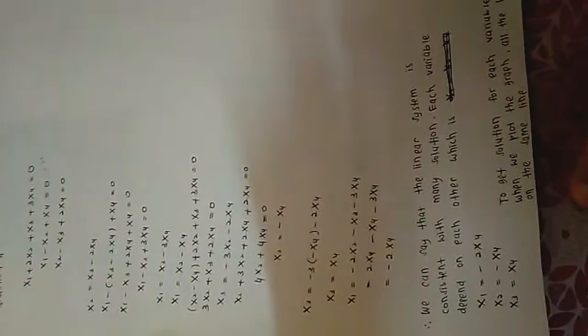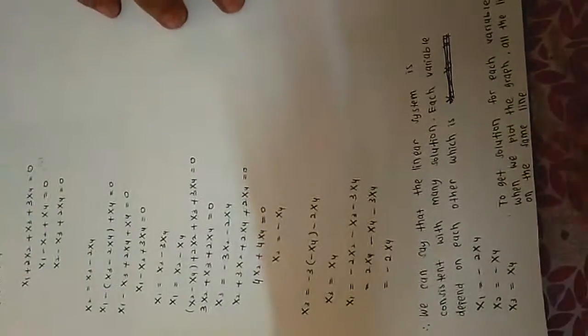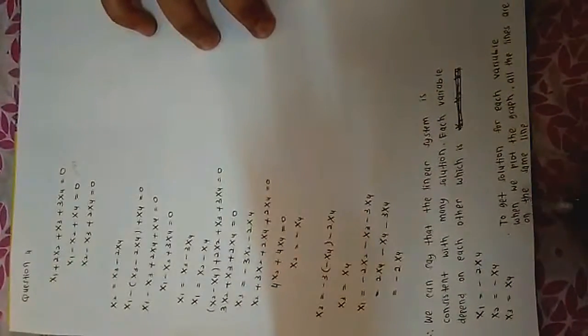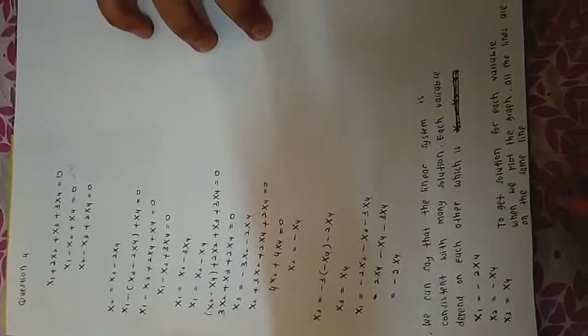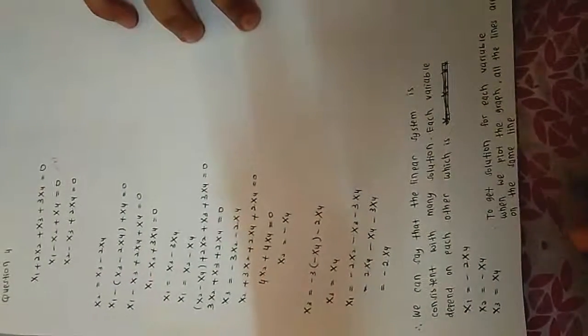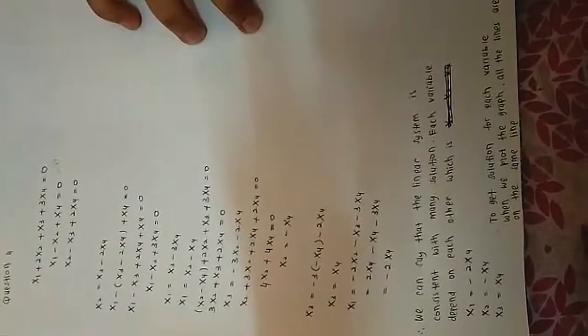So when we try to plot the graph, we can say that all these lines are on the same line. When all the graphs are on the same line, we can say that the system is dependent, with many solutions.